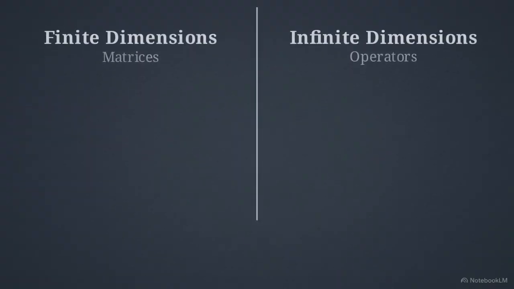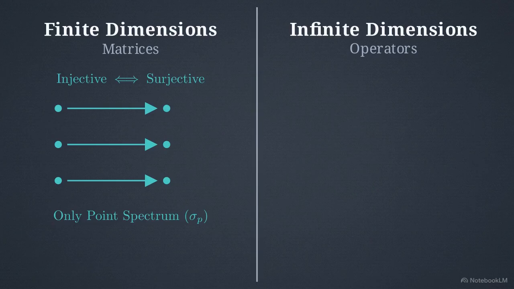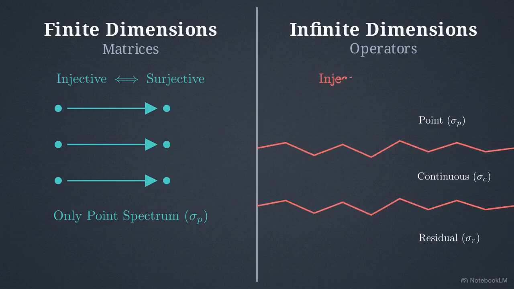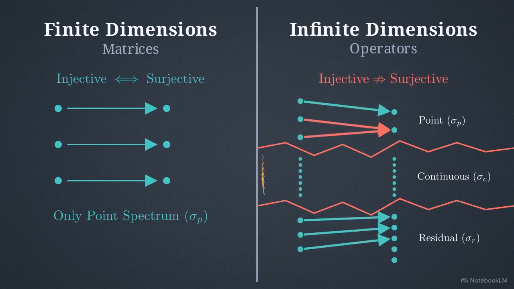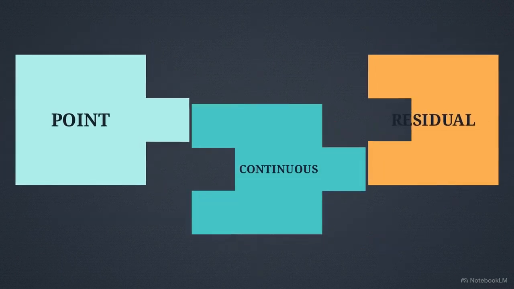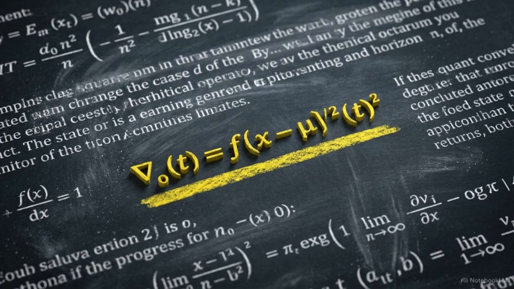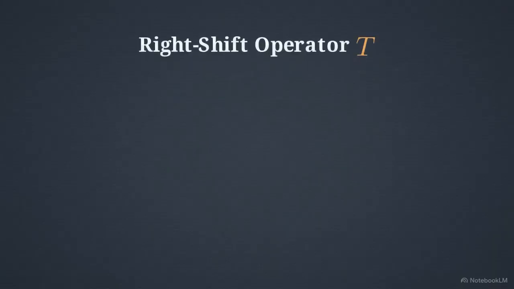This table summarizes the shift we have made. Finite matrices only have eigenvalues, and being injective guarantees being surjective. Infinite operators fracture the spectrum into three distinct parts, because being injective no longer guarantees covering the whole space. As you review Chapter 7, commit the disjoint union of these three spectral boxes to memory, and whenever you are faced with a standardized functional analysis question about the residual spectrum, use the right shift operator as your immediate mental counterexample.